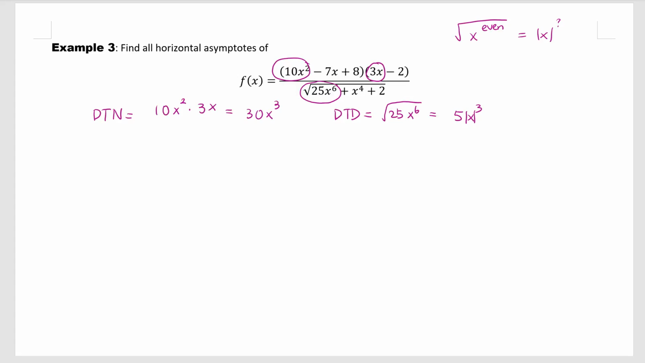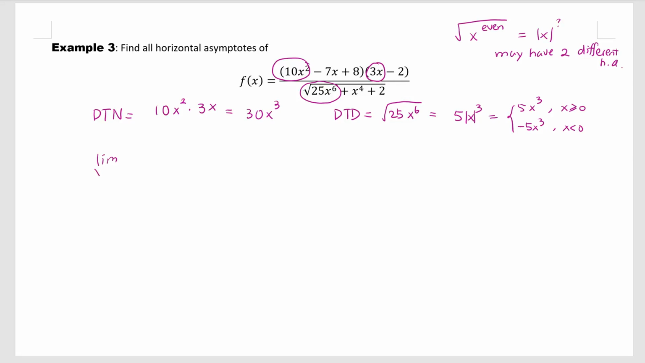Okay? So this is the place where you may have two different horizontal asymptotes. When do you have two different horizontal asymptotes? Well, that is when you see square roots of x to an even power. So that's why here, when x is greater than or equal to 0, we get 5x cubed. But when x is negative, we have minus 5x cubed.